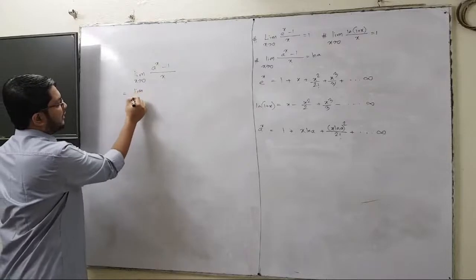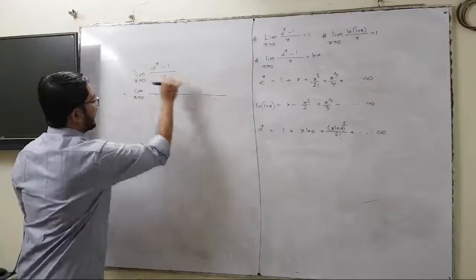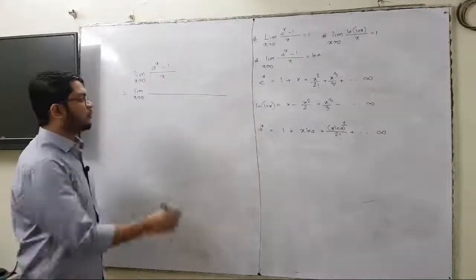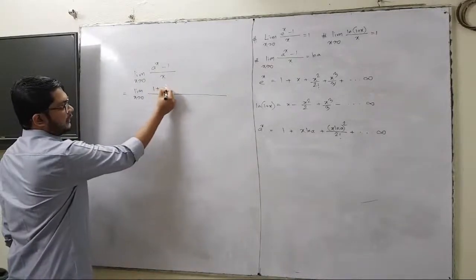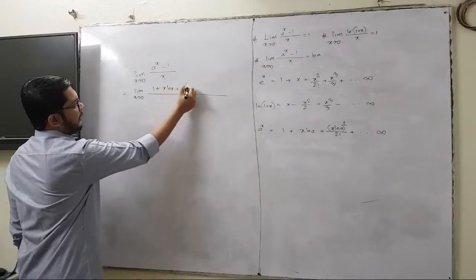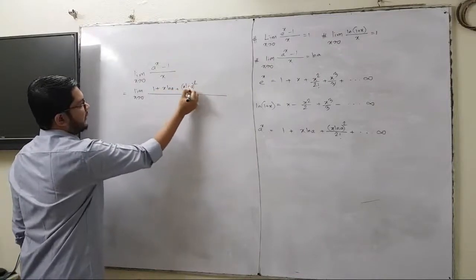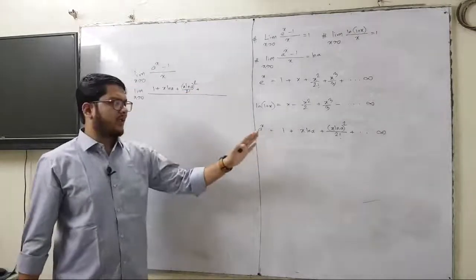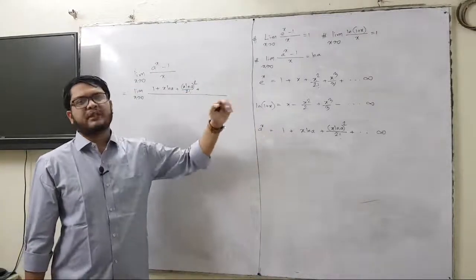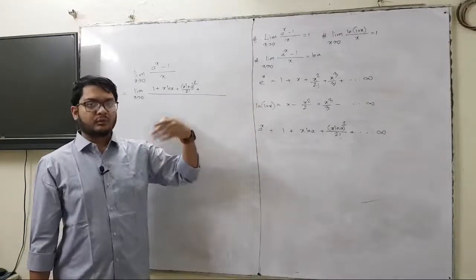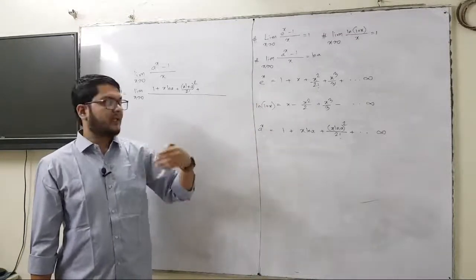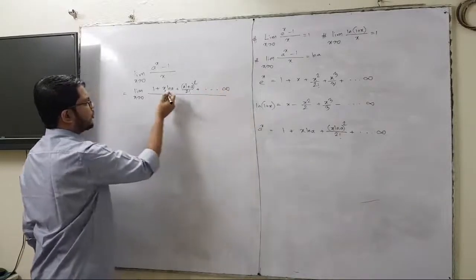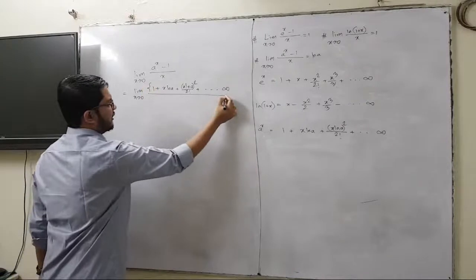So we will write limit x tends to 0. Instead of a to the power x, you already know the expansion here. So we will put this value: 1 plus x ln a plus (x ln a) whole square divided by 2 factorial. I have not written the other terms. The next term will be (x ln a) whole cube divided by 3 factorial, and then (x ln a) to the power 4 divided by 4 factorial, and in this way it will go on. It's not necessary that you write down all the terms, so that's okay, no problem.